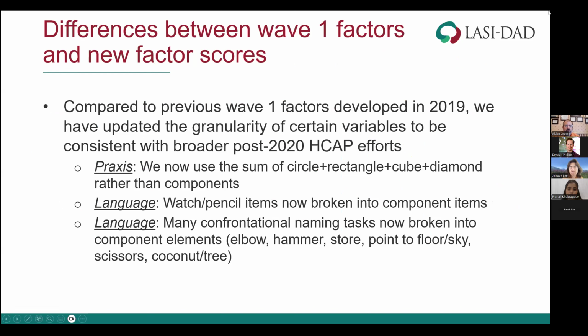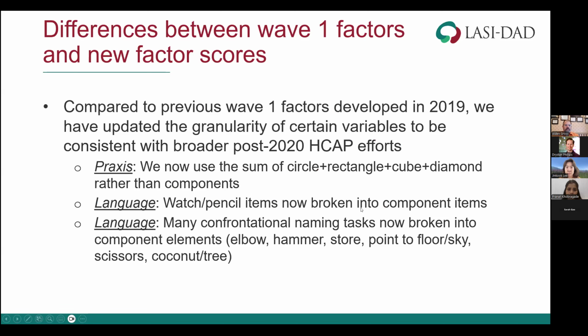Just a quick note here, there were some differences between wave 1 factor scores, which have been publicly shared for the wave 1 LASI sample of 4,096 participants, and these new factor scores. There were largely small updates that we made, largely regarding the granularity of how certain variables were handled. And I'm happy to answer these specific questions at another time.